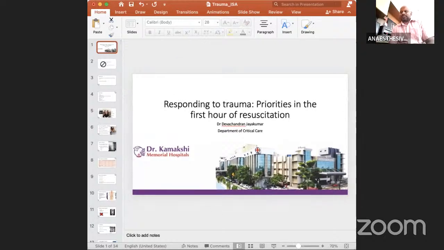He has done his MBBS from Chengalpet Medical College and has been the university topper in MD Anesthesiology in 2004 from Madras Medical College. He has completed his FRCA in 2007 and EDIC in 2012. He also holds a PG certificate in medical education and evidence-based medicine. He has extensively worked both in India and United Kingdom, and he has a lot of publications on his record. At present, he is working as a senior consultant at Kamakshi Memorial Hospital in Chennai. Over to you, sir. Welcome, sir.